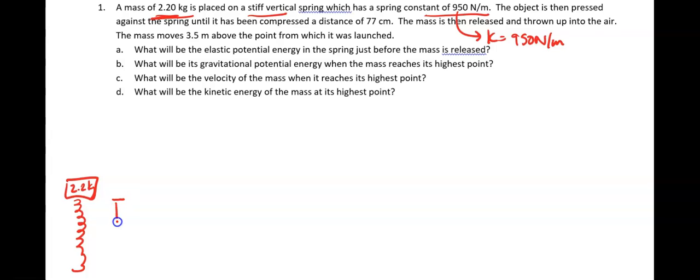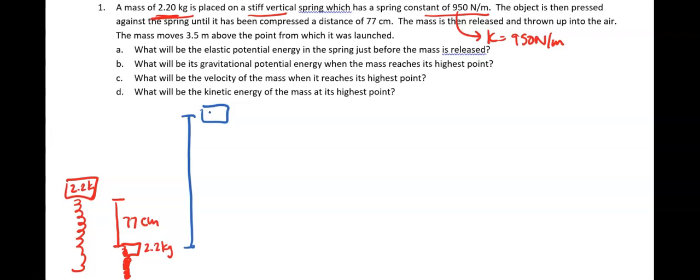Then the object is pressed against the spring until it's compressed a distance of 77 centimeters. Let's draw it: compressed 77 centimeters, and here's our little 2.2 kilogram mass on that really compressed spring. The mass is then released and thrown up into the air. It moves 3.5 meters above the point from which it was launched. Let's draw it all the way up here, our 2.2 kilogram mass, and this distance is 3.5 meters. I encourage you to try all of parts A, B, C, and D yourself, and then log back into the video to check your answers.